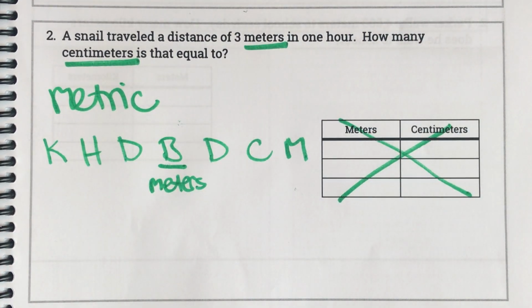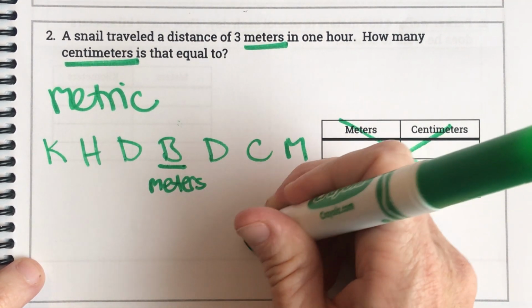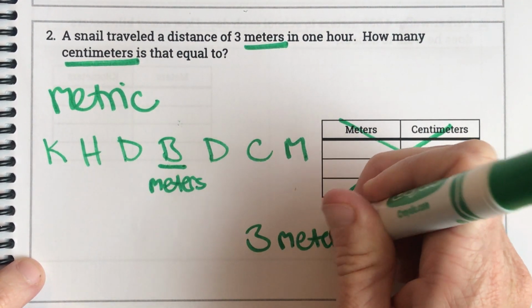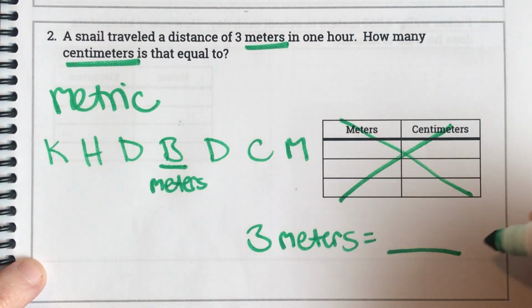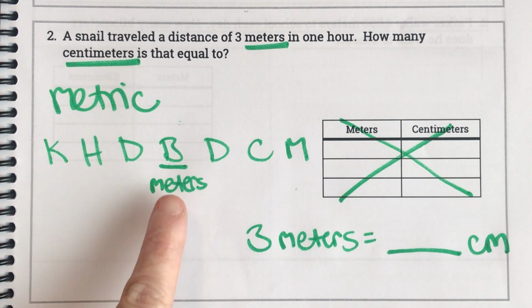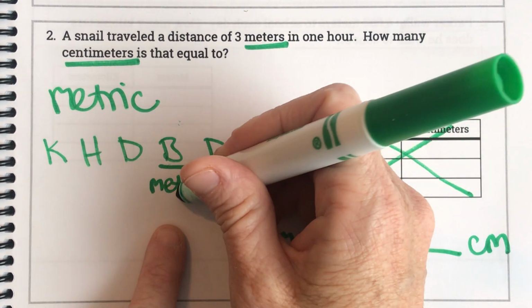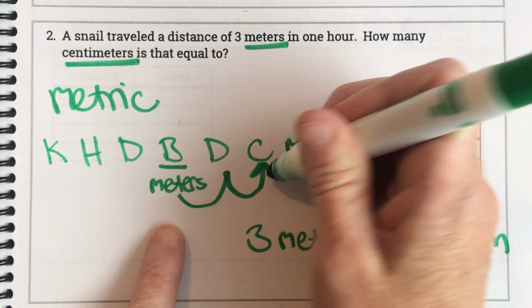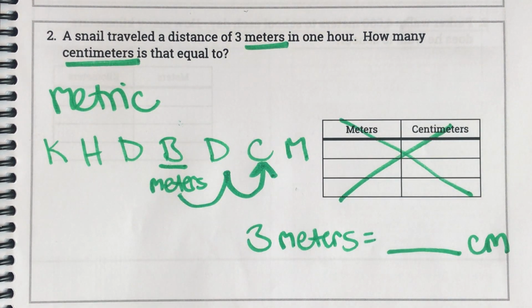Okay, what does our problem say? Our problem is 3 meters equals how many centimeters? I might use my abbreviation, cm. Okay, so for this problem, they're starting at meters and they're going to centimeters, which means they went 2 to the right.